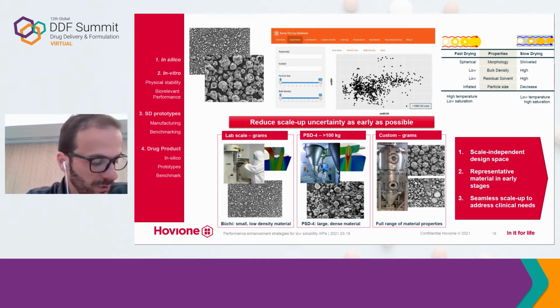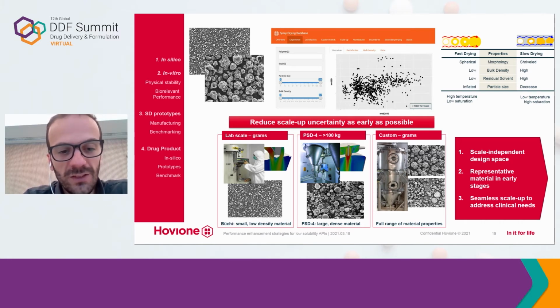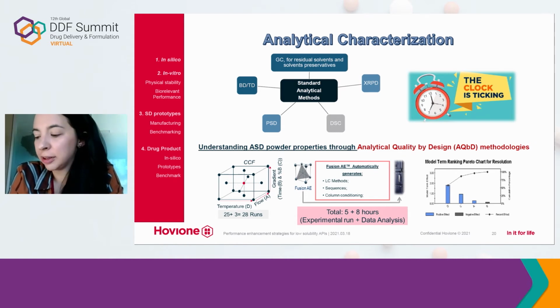So we end up with a scale-independent design space, representative material in early stages, avoiding the pitfalls mentioned earlier, and a seamless scale-up across all required clinical stages to supply any changing requirements from the clinic. Analytical characterization of the manufactured powders is performed in a robust and expedited way.